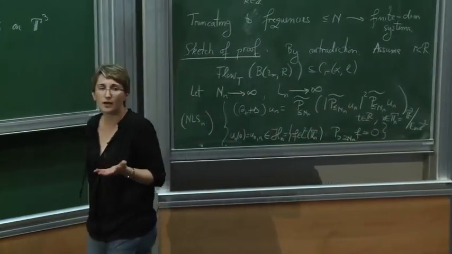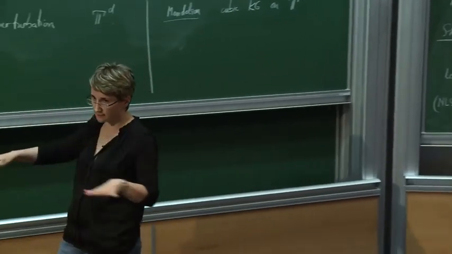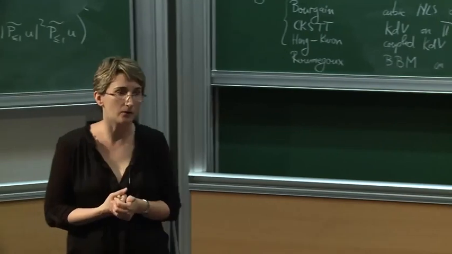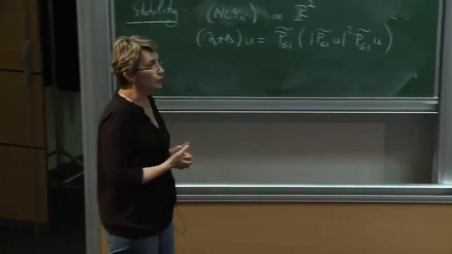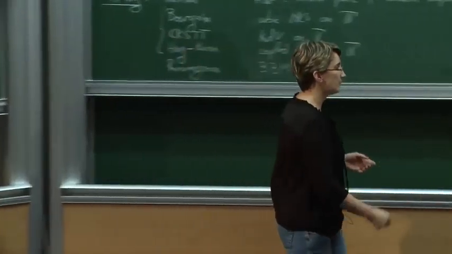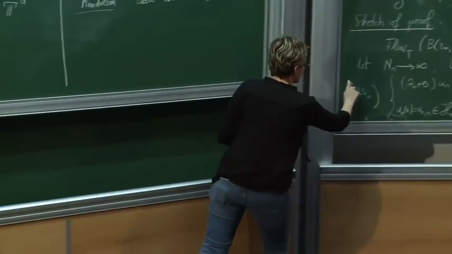So what do I have to do? I have to take the solutions that live in the plane, and I have to wrap them around the torus. Okay, and I have to prove that they are approximate solutions to that problem. Okay, let's put a tilde over it.